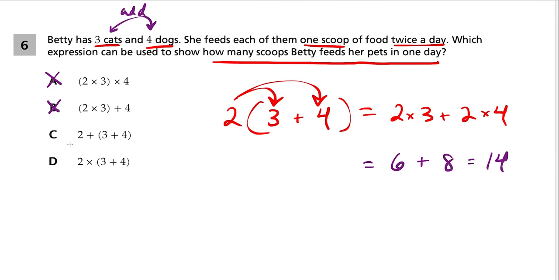So that one's out. 2 plus 3 plus 4 is no good because we need to be multiplying together. So this one's out. So this has to be the answer choice here. 2 times 3 plus 4. This is the total number of pets, and each pet is getting 2 scoops of food. So this is going to be the answer to question 6.